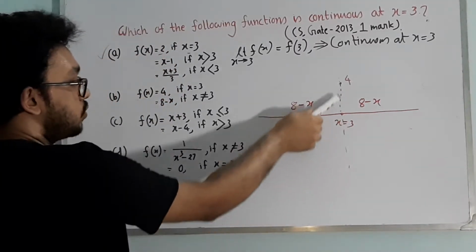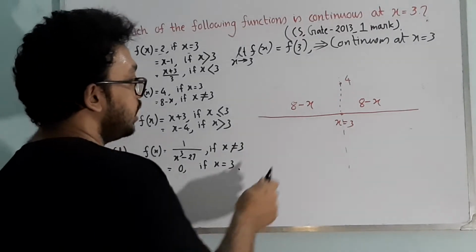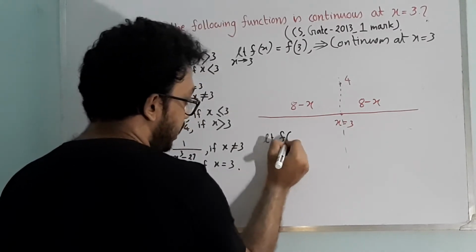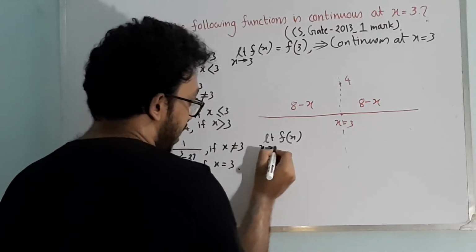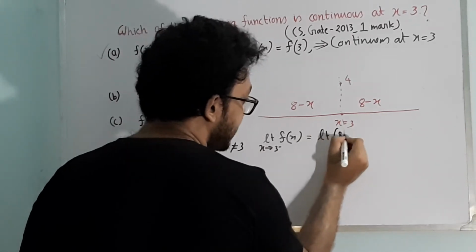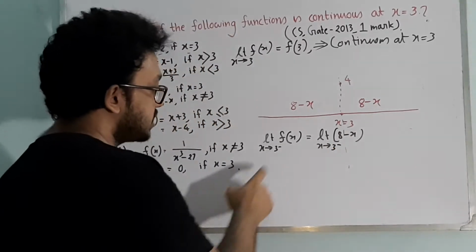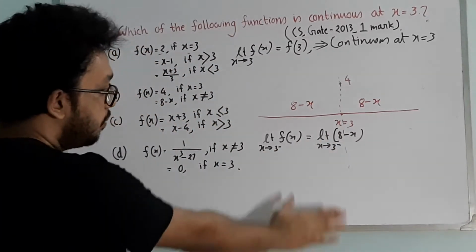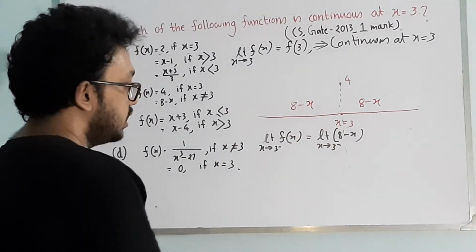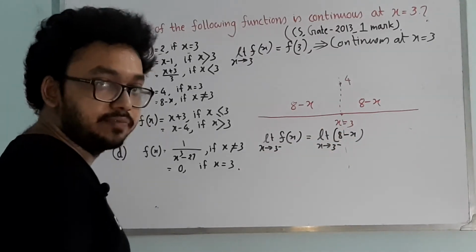But at x equal to 3, you have f(x) = 4, right? So what is the left hand limit of function f(x) at x equal to 3? Which is denoted by limit of f(x) as x tends to 3 minus, equal to limit of 8 minus x as x tends to 3 minus. Why is f(x) replaced by 8 minus x? Because just before x equal to 3, f(x) is 8 minus x, right? That's why f(x) has been replaced by 8 minus x while evaluating the left hand limit.